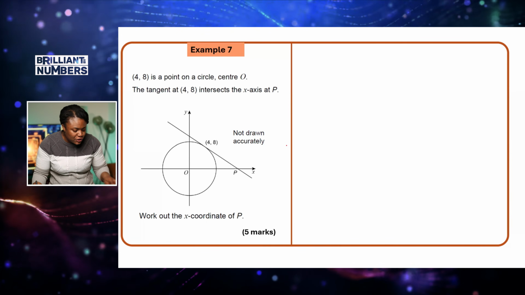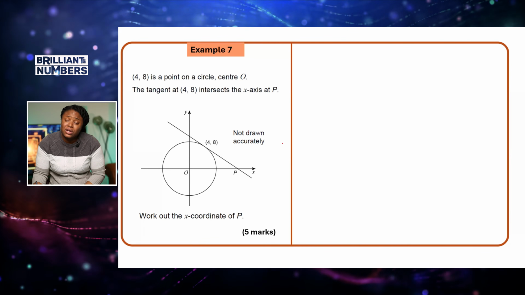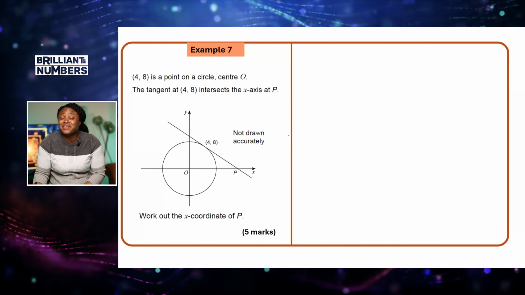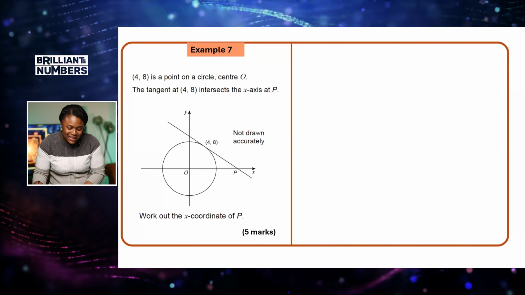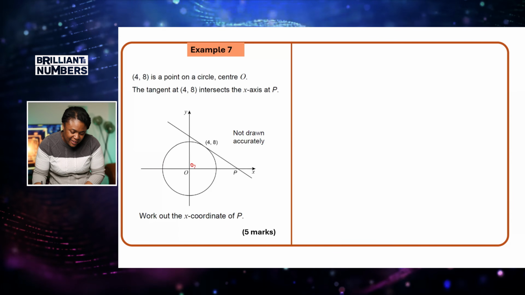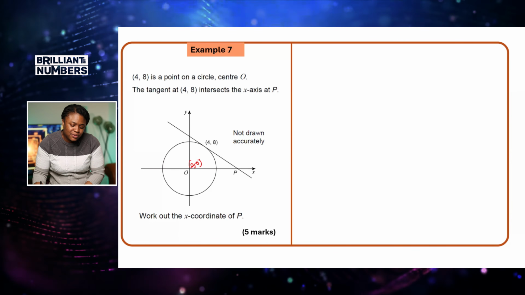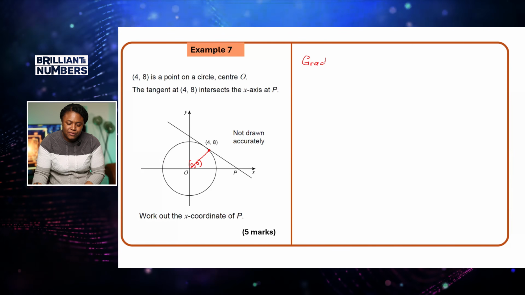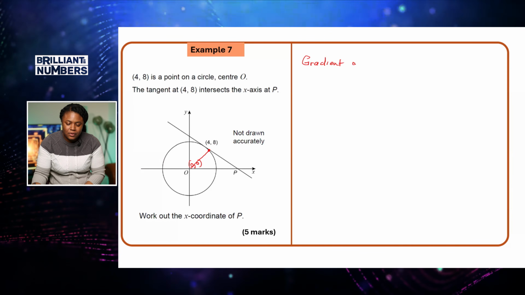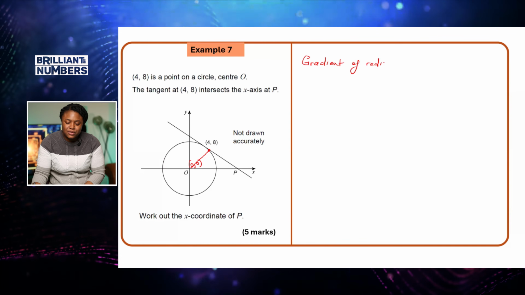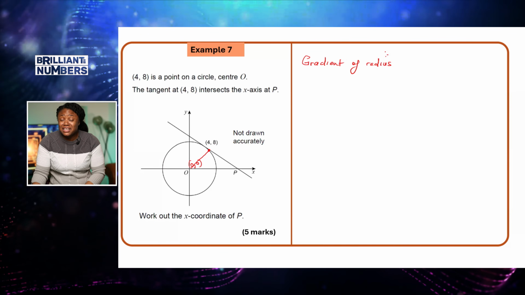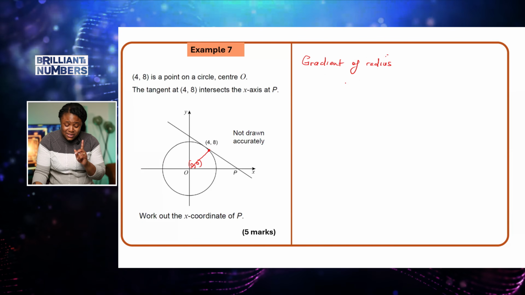So what we're going to do, as we always do, by now you should know, we must find the gradient of the radius. So we know the center here is 0, 0. So we need to find the gradient of the radius. Please stay with me, because the last question is one that can be very challenging. Okay, so make sure you stay with me.